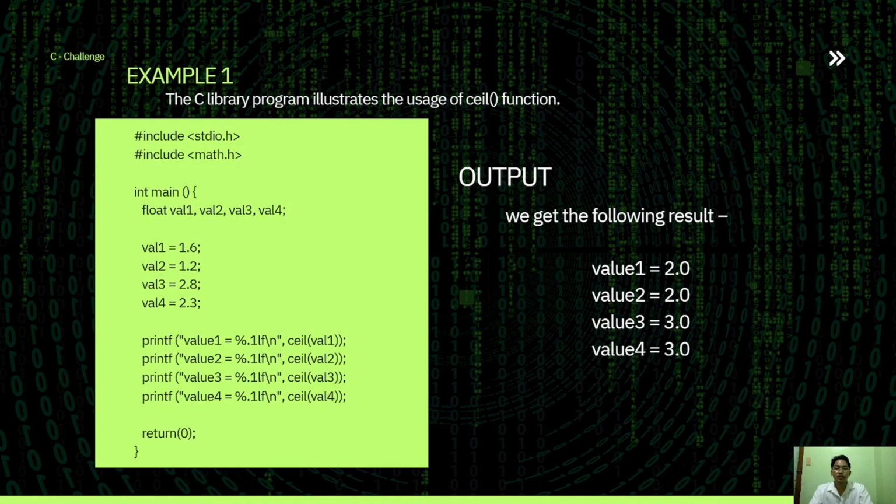Example 1. The C library program illustrates the usage of the ceil function. We get the following result by running this code. The value 1 is 2.0, because 1.6 is rounded up to the nearest integer, so it becomes 2. And 1.2 is 2. Value 3 is 3, for 2.8, since it is close to 3. And 2.3 is 3.